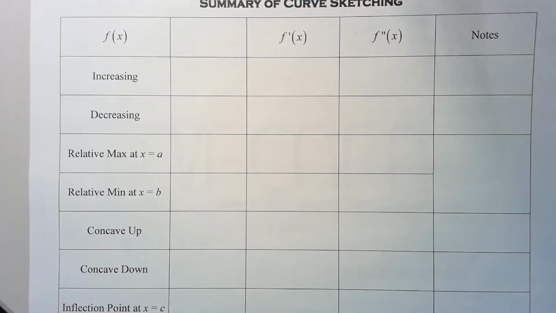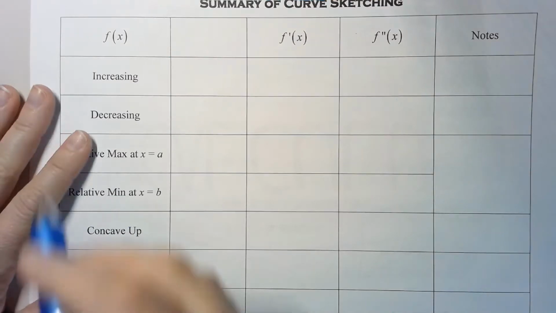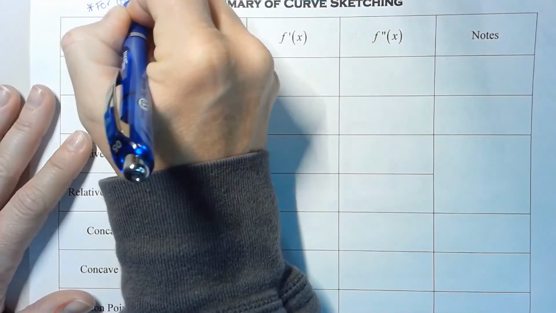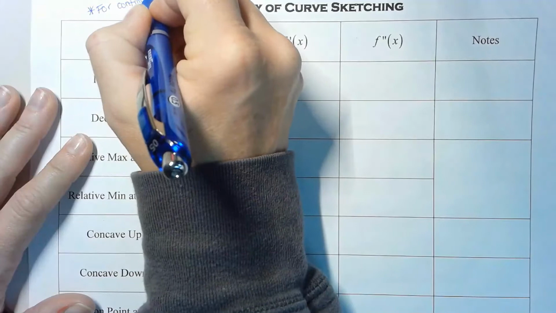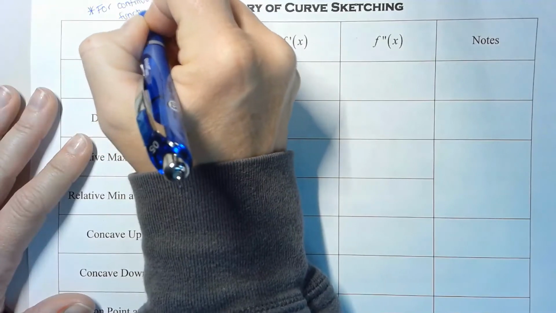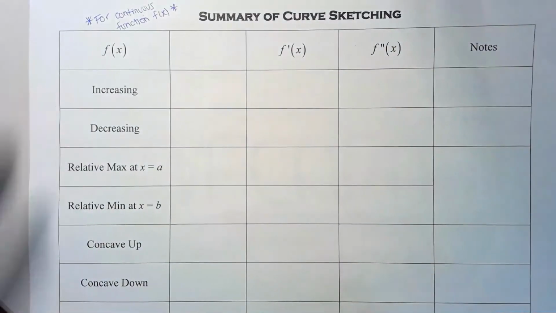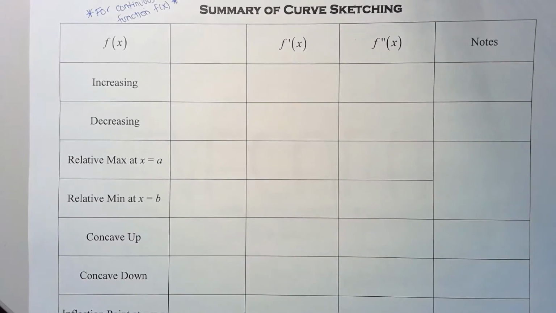When we talk about curve sketching and a lot of these connections, the first thing I'm going to do is put up here that this is for a continuous function f of x. Because if the graph is not continuous, then we've got a whole other slew of things that could be going on. So this chart is really just talking about continuous functions.